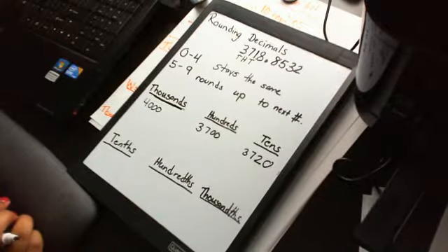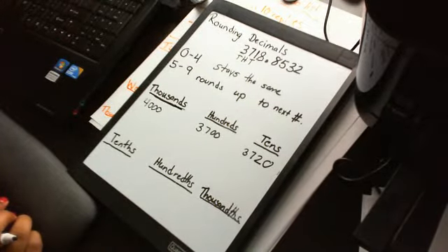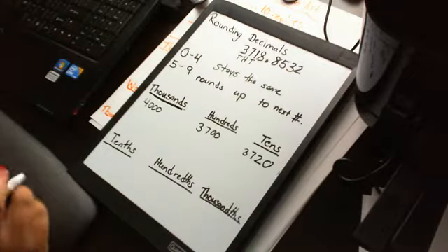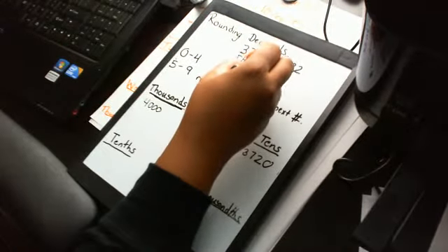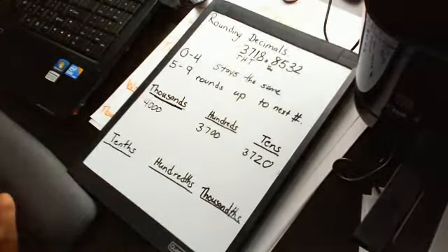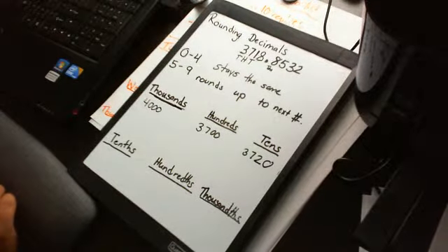Now we move to the decimal part of our equation. And with the decimal part, the rules stay the same. You just have to know your place value. So we're looking at tenths. And I want to know if this is going to get rounded up or stay the same.